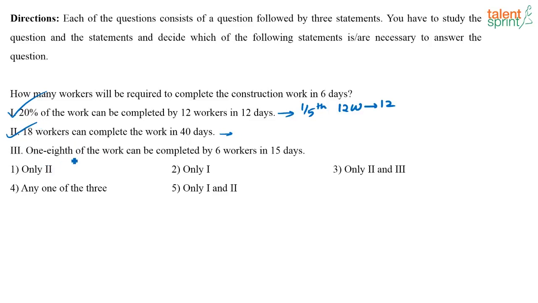Next one, 1/8 of the work can be completed by 6 workers in 15 days. Again, it is given here that 1 by 8th of the work is done by 6 workers working for 15 days. Again, I will be able to find out the work done by one person in one day and how many persons are required to complete this work in 6 days. So, any of these three statements you take, you will be able to find the answer for the given question. So, the correct answer here will be any one of the three is enough to arrive at the answer. Yes, everybody got it correct?